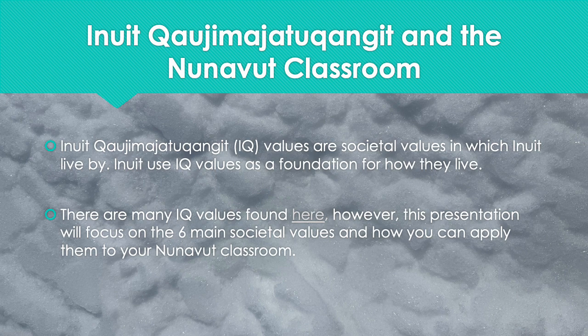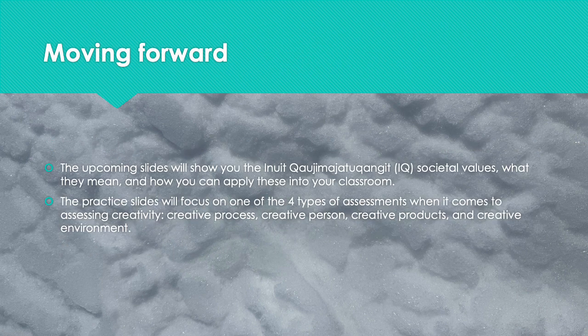For this presentation, we will be focusing on 6 main principles. Going forward with this PD presentation, the slides will show you each Inuit Qaujimajatuqangit societal value, what they mean, and how you can apply these to the classrooms. The practice slides will focus on one of the 4 types of assessments when it comes to assessing creativity. These include the creative process, the creative person, the creative products, and the creative environment.